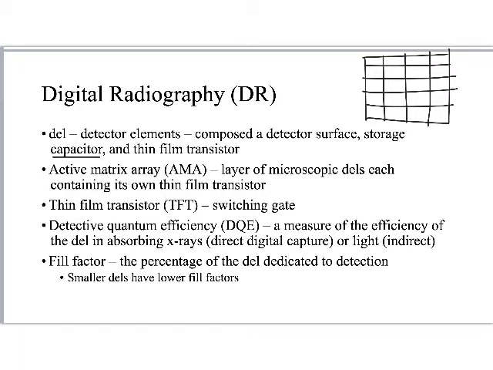So the detective quantum efficiency is how efficiently the material it's made out of absorbs X-rays and produces a digital signal for direct capture, or absorbs light from the crystal matrix and emits that as information. We'll get into direct and indirect digital in a little more detail, but just so you know, detective quantum efficiency for direct systems has to do with the ability to absorb X-rays. For indirect systems, it has to do with the ability to absorb light.